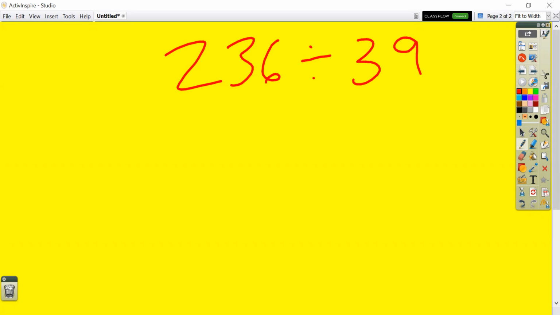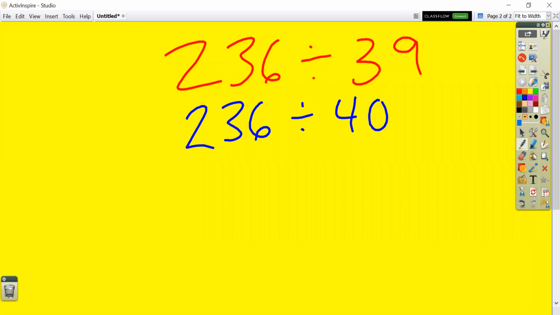Again, let's use our estimating skills to see how close we can get and what number we should start with, how many equal groups we should start with. Well, 39 should round to 40, right? Well, 4 times 8 would be 24. So 4 tens times 8 would be 240. That's too many. So I'm going to try to do 7 groups. I think that will work.